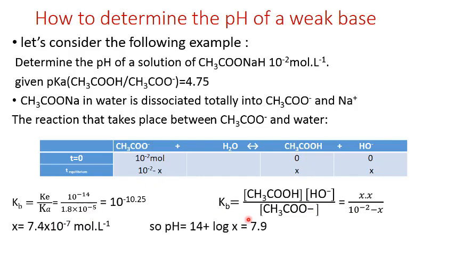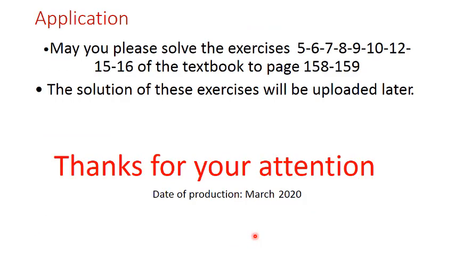So here, we have a quadratic equation, and you have to find two values of X where one of them is to be rejected when it is negative, because it is impossible that this dissociation be negative. And we will accept this value, which is logical, and the pH will be calculated: 14 plus log X, it's equal to 7.9.